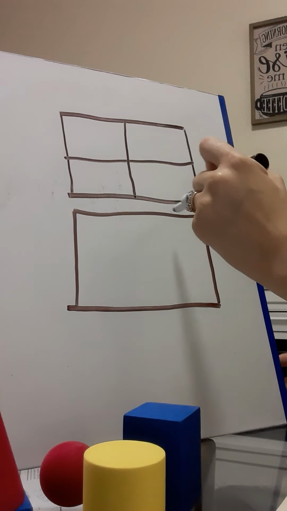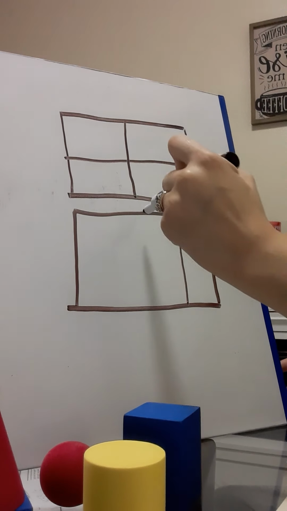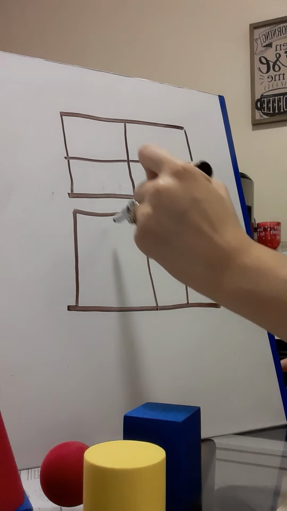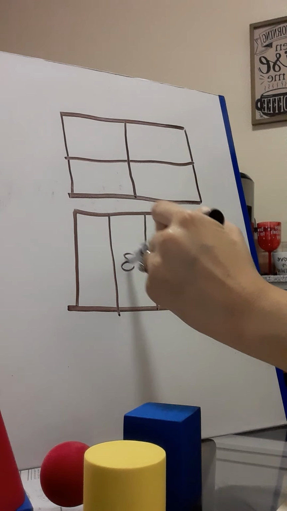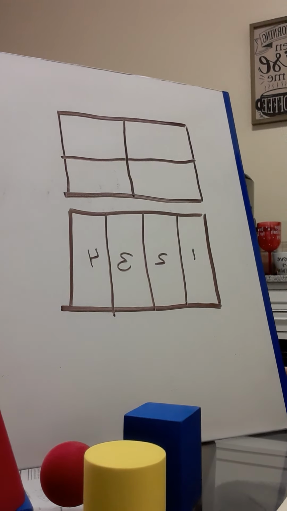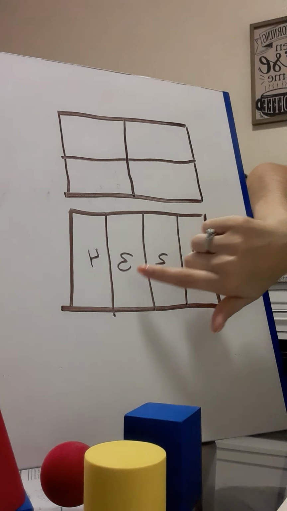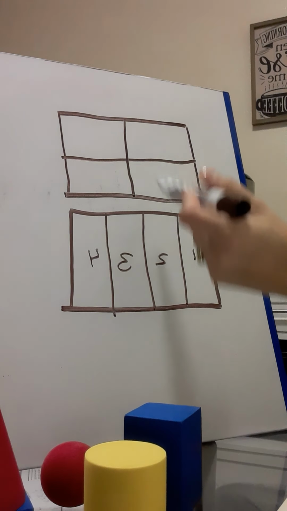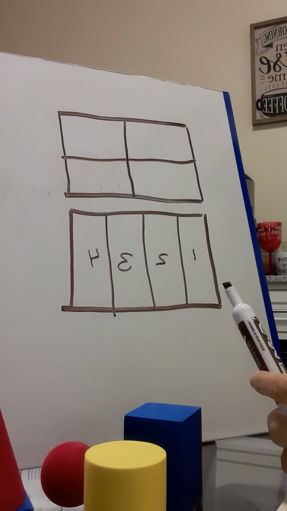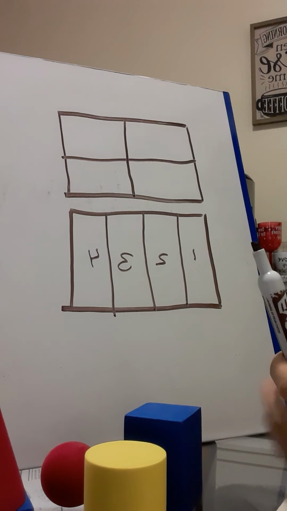Another way is I can do it like this. 1, 2, 3 lines, which gives me 1, 2, 3, 4. Okay? Now, I know you guys are seeing a little bit backwards, and I'm sorry, but we're trying our best here, okay? So 1, 2, 3, 4 equal parts. Okay? So it's very important that you know also that you can get the same shape and make it into fourths in different ways. Okay?